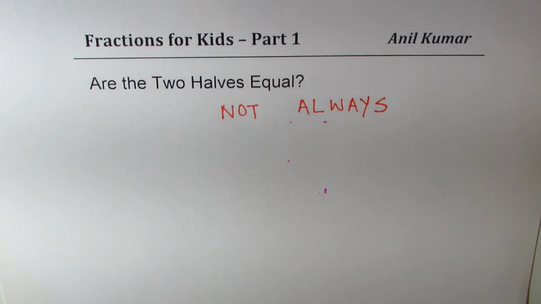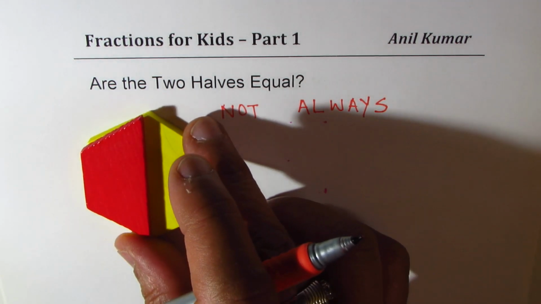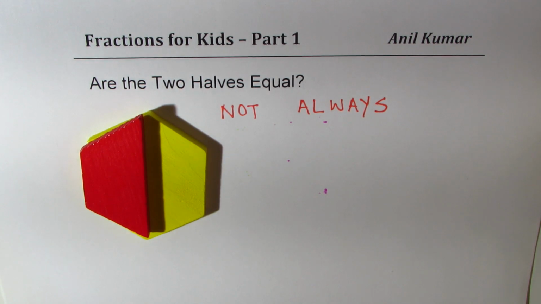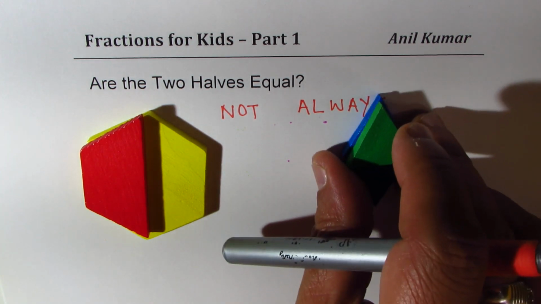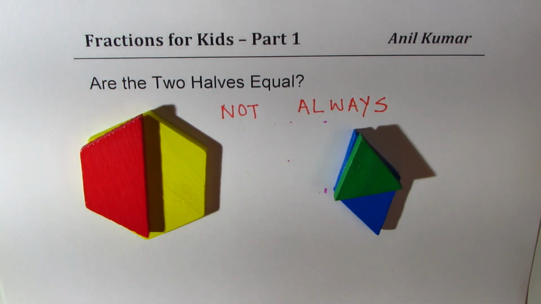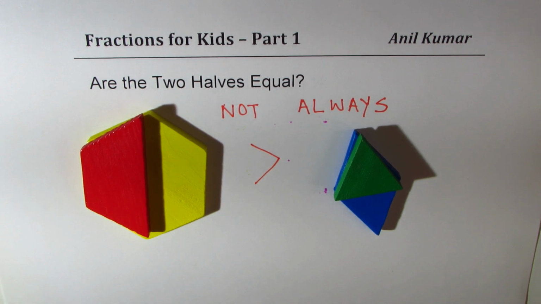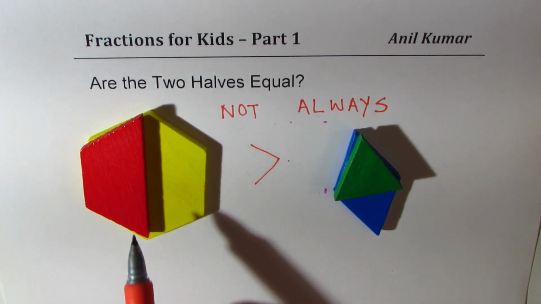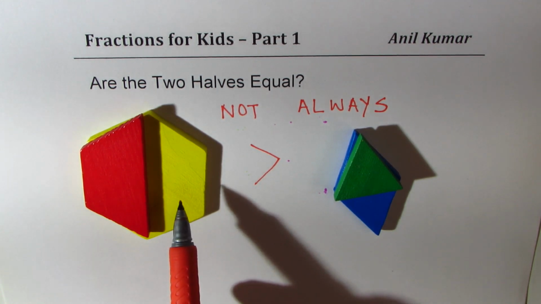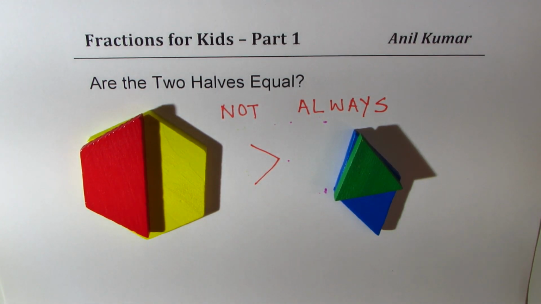For example, see this. This is a half, right? And how about this? It also represents half, right? Now we know this is bigger than the other, correct? They are not equal. Both are halves, 1 out of 2. This is also 1 out of 2. So what makes them different? How big the whole is. That is the answer, right?